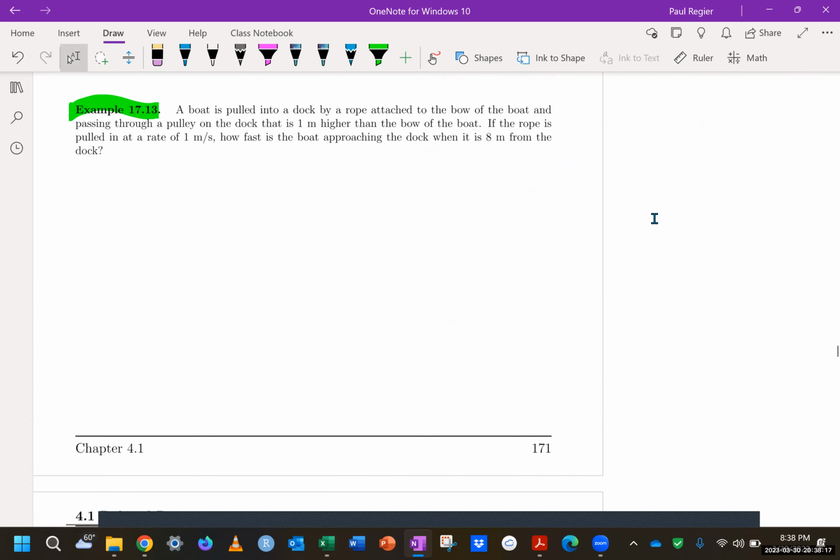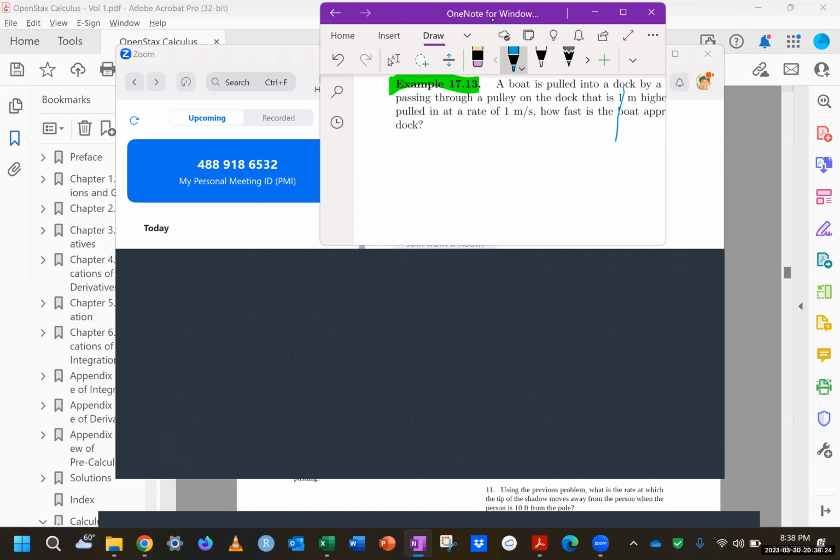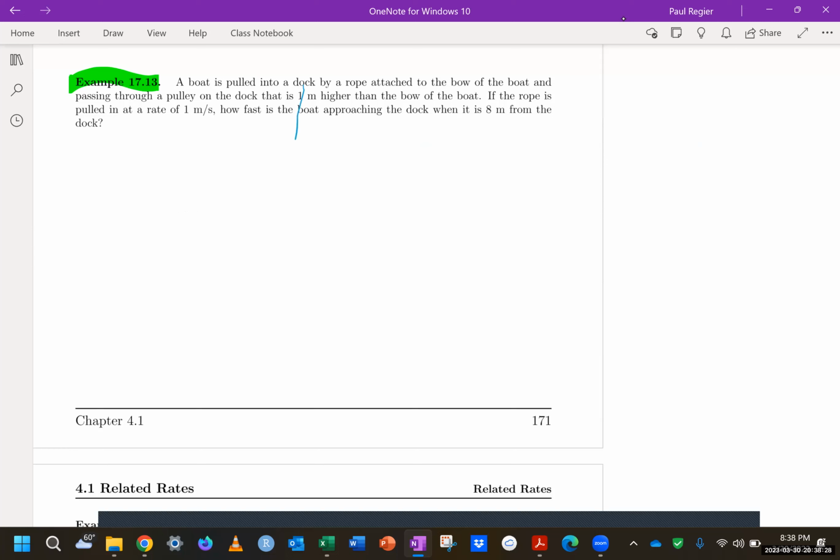Okay, let's look at 13. Slightly different situation. Again, if you'd like to, check your answer and move on. I got 1.00 meters per second, which surprised me how small that number was, but here's the picture I drew.